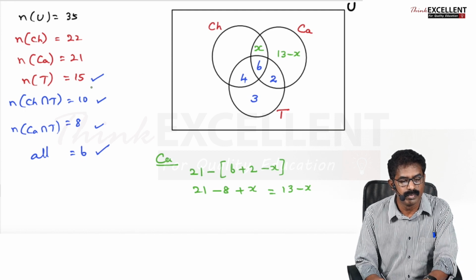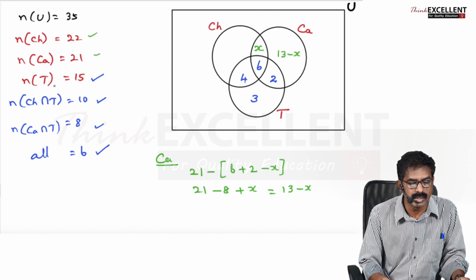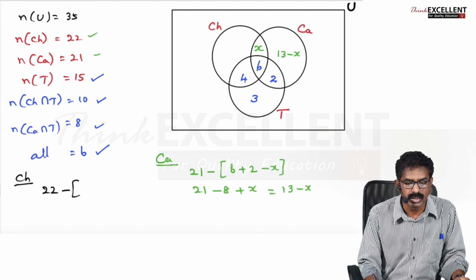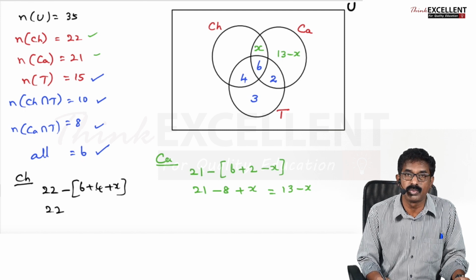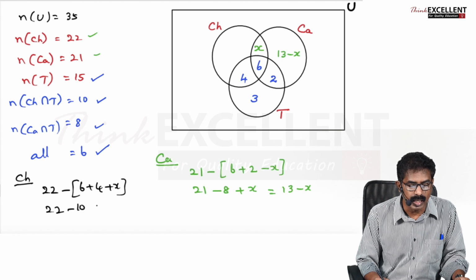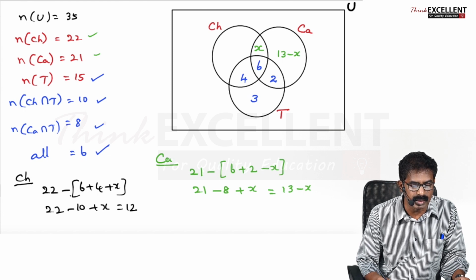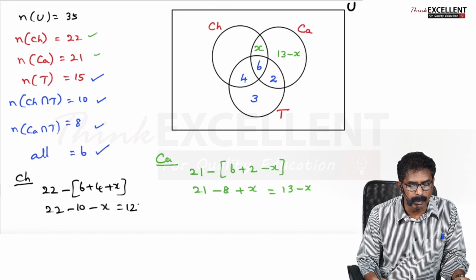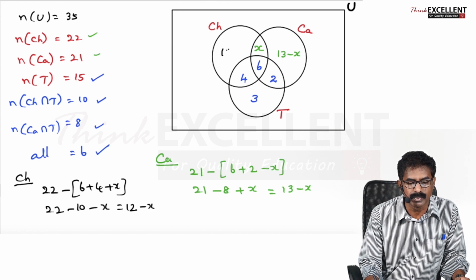Same way chess. Chess here they given 22. So 22 minus, already written something. So written X, 6, 4. So 6 plus 4 plus X. That is 22. 6 plus 4 is 10. So minus 10 and plus X. So what you are getting here? 22 minus 10 is 12. This is minus X, right? Because outside we have a minus sign. So minus of X. So minus 10 minus X. So 12 minus X, you write here.